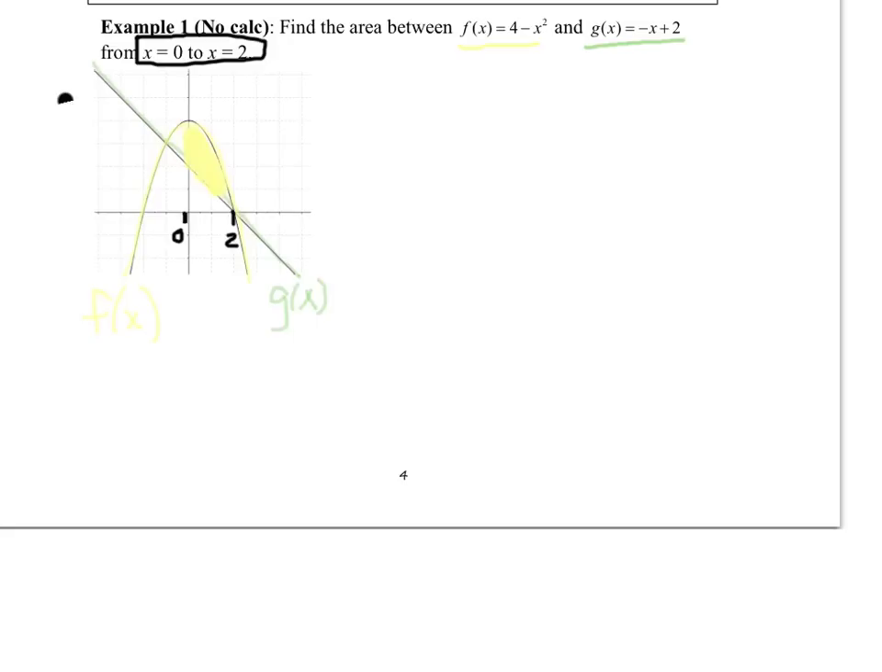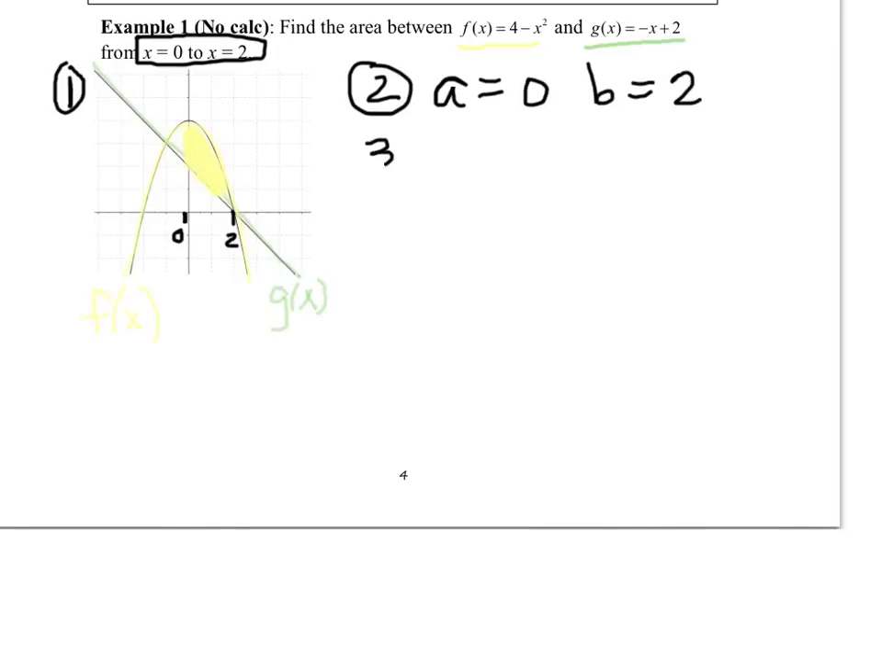So step 1 is to sketch the graph. Done. Step 2 is to find the bounds. And again, that was actually already given to us, so that's easy. A equals 0, B equals 2.